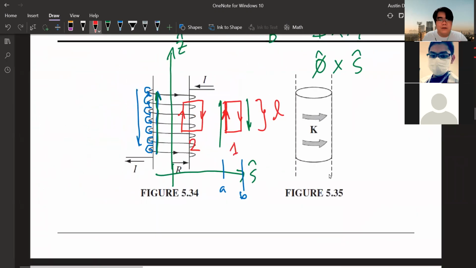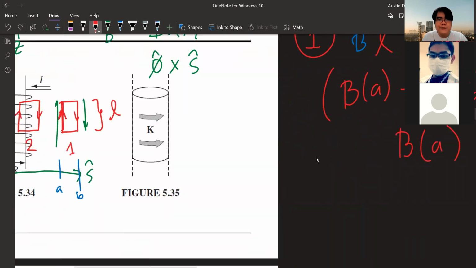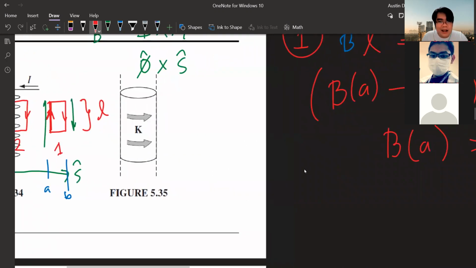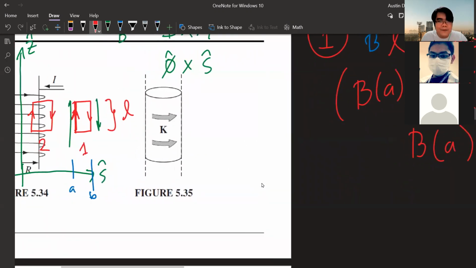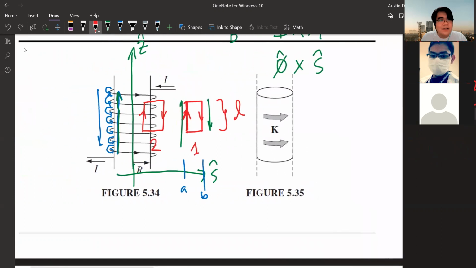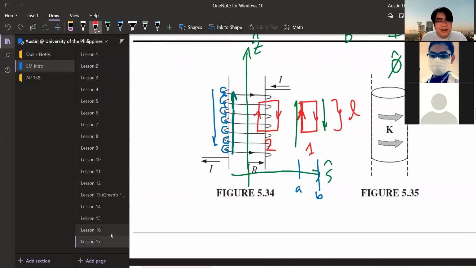Okay. Now, what do we know about this info? Like electrostatics and magnetostatics, nagvavanish yung magnetic field mo at very far distance. So let's look at the Biot-Savart law.